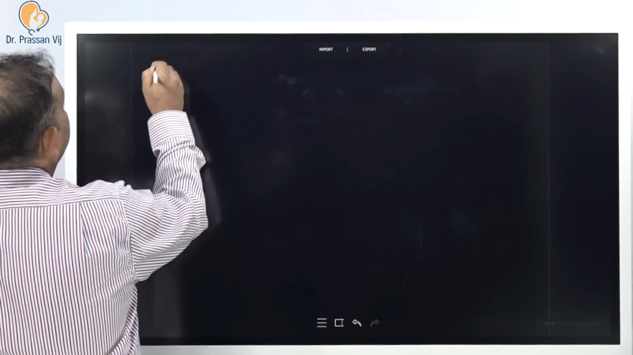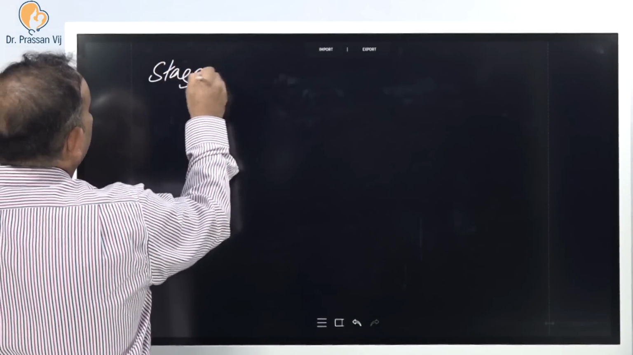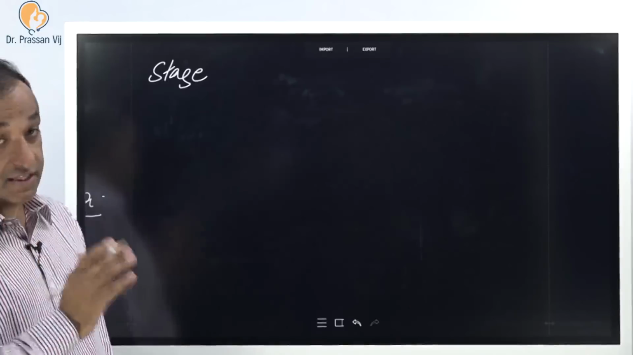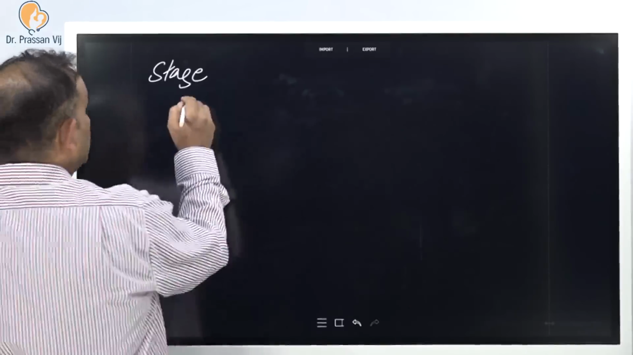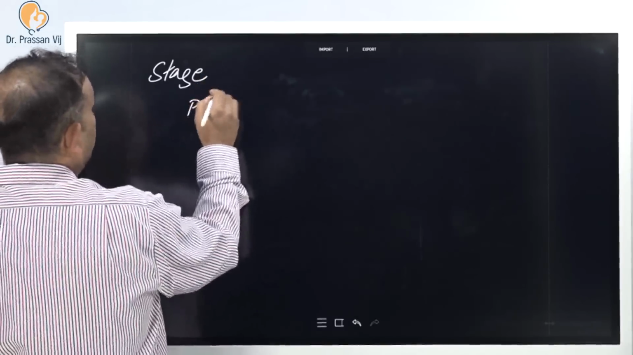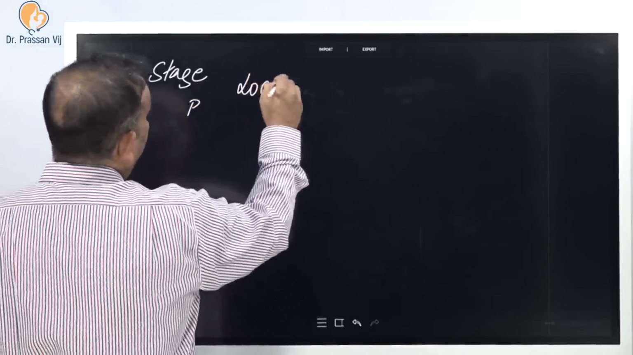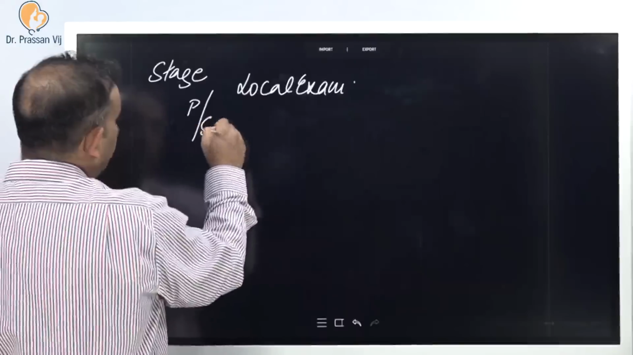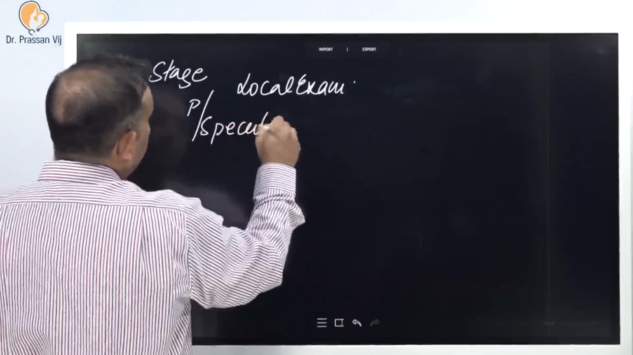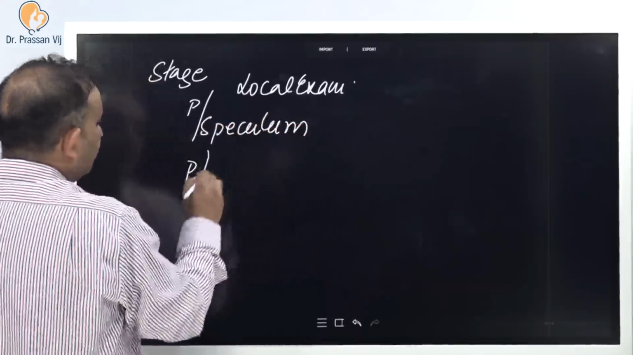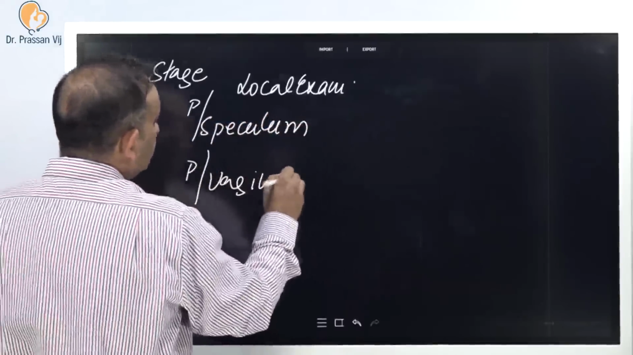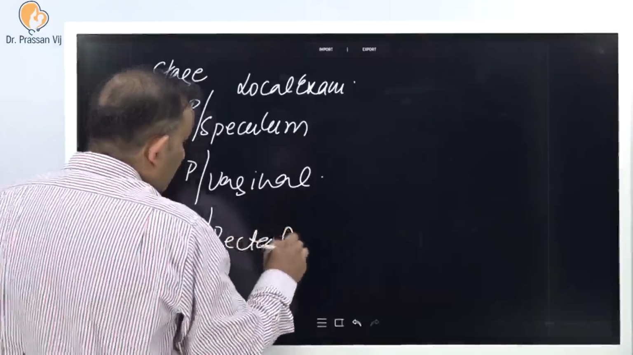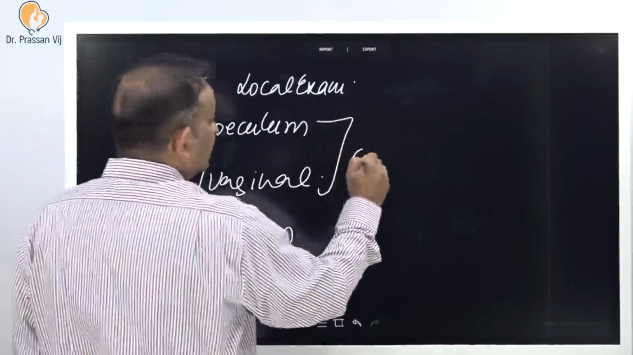So how do you stage CA cervix? Yes, I told you all cancers of gynae are staged surgically except CA cervix, which is staged clinically. So for the staging, what do you do? You do a local examination, a per speculum examination, a per vaginal examination, and a per rectal examination. This is for the cervical lesions.